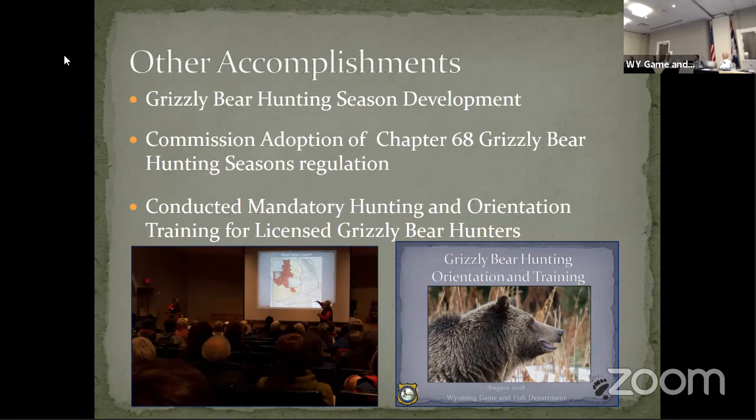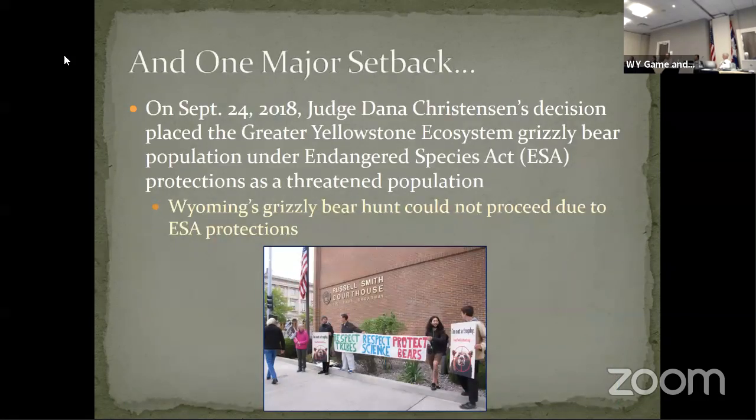We went through, we drew licenses. We actually conducted part of our regulations, which were mandatory training and orientation. We conducted that hunting and orientation training, I should say, last fall. We had a lot of turnout, a lot of interest in it. It was a fun way to interact with the people who were licensed and have them learn about bears as well. So there's a lot of great accomplishments with one major setback I'm pretty sure most of you are aware of.